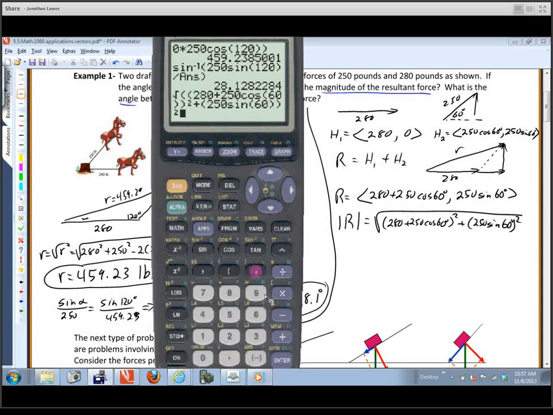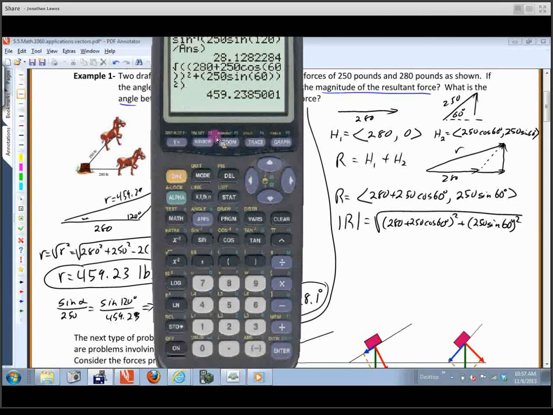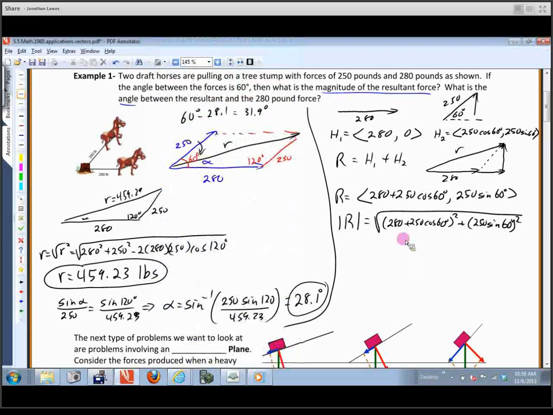Then we're going to square it, and I'll close the parentheses so we can take the square root. So if we did this right, there we are right there. There's the 459.23. So the magnitude is 459.23, and that's pounds. So we get that answer right.